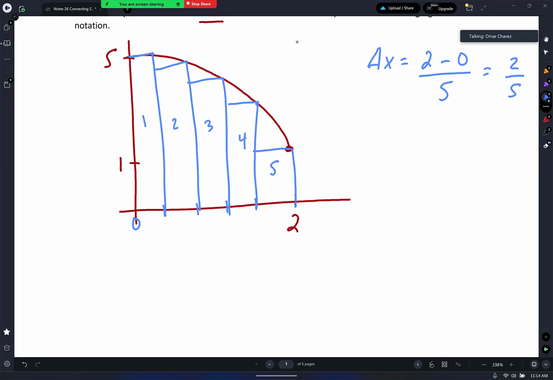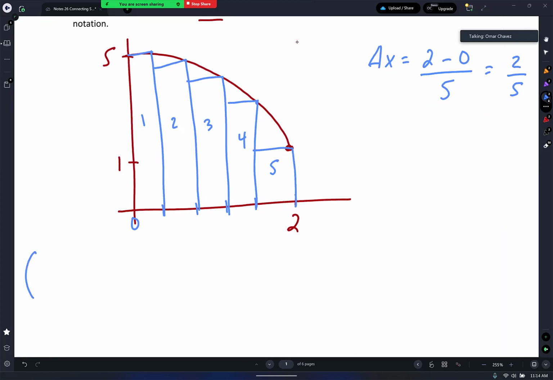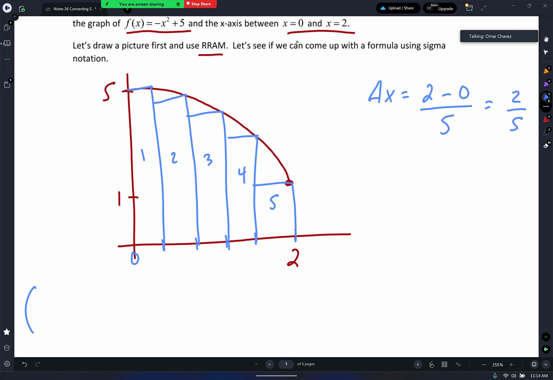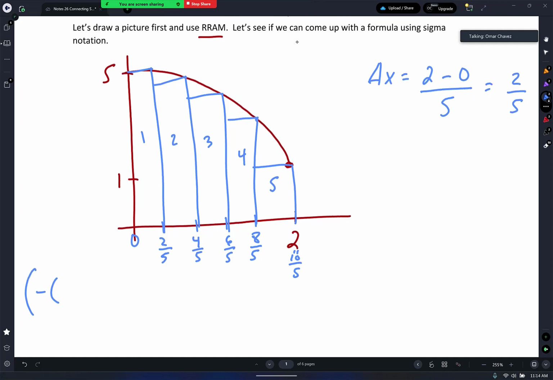So the height of my first rectangle, the function is negative x squared plus 5. First let's label the x coordinates. That's 2/5. And then 2/5 plus 2/5, that's 4/5. And then 4/5 plus 2/5, that's 6/5. And then 6/5 plus 2/5, that's 8/5. And then 8/5 plus 2/5, that's 10/5, which is the same thing as 2. Did everyone see how I got those values? I just kept adding the delta x.